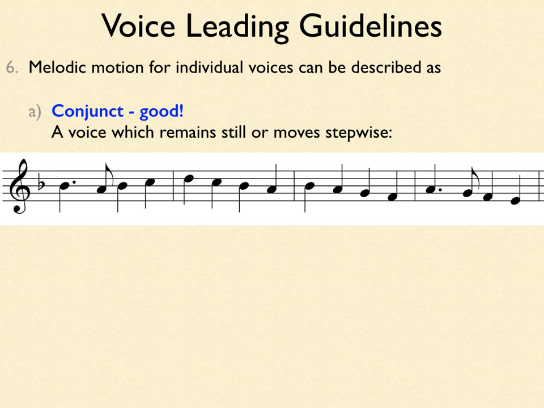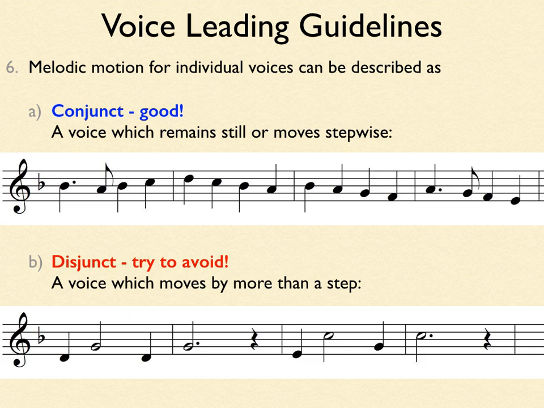And this is what I want you to avoid: disjunct. A voice which moves by more than a step. You can see that melody there is jumping all over the place between the D to the G, back down to the D, back up to the G, down to an E, way up to a C, down to a G, back up to the C. It's not as pleasing actually to listen to.